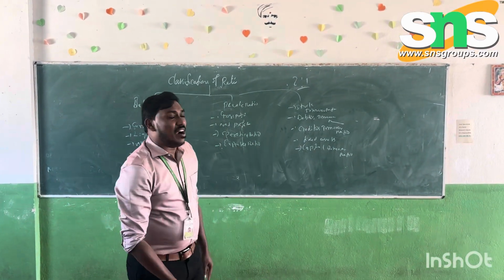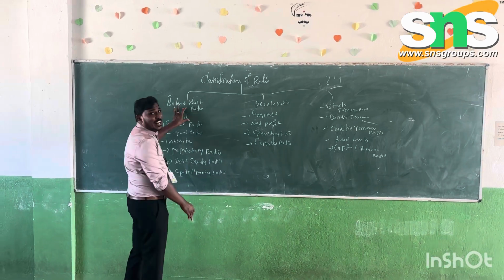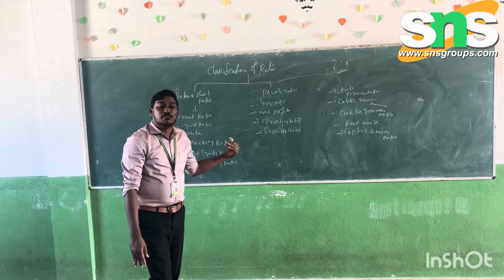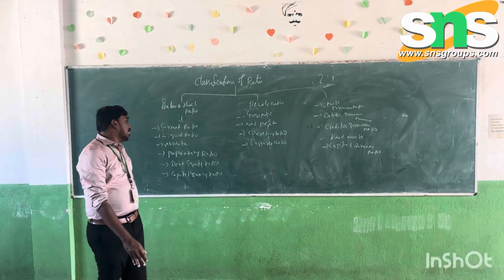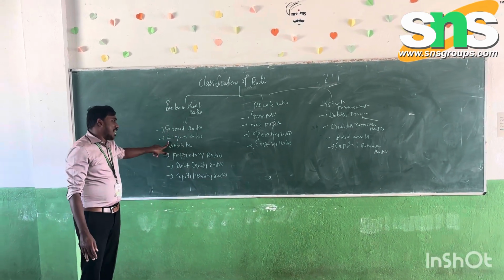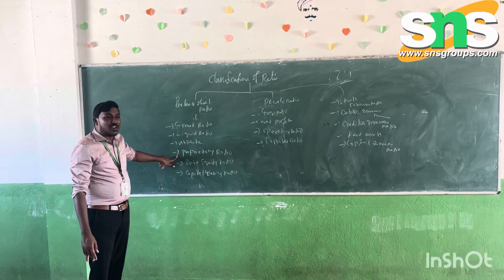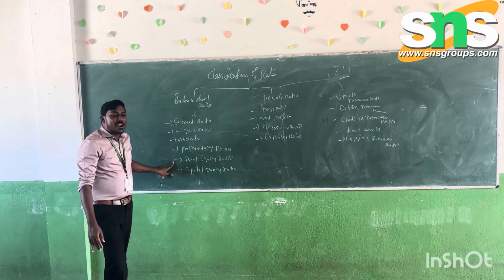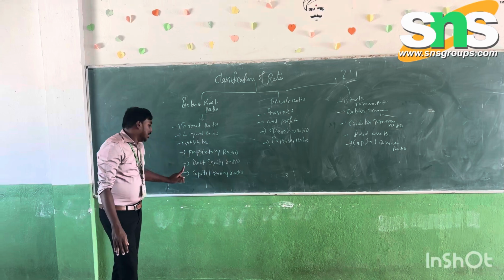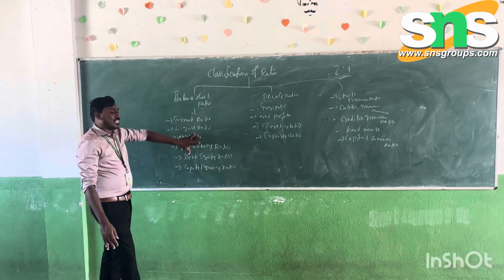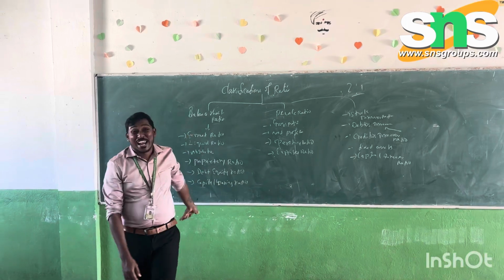Here, the first one is balance sheet ratio. We know the balance sheet. What are the things covered in the balance sheet? The first one is current ratio. The second one is liquid ratio. The third one is absolute ratio. The fourth one is proprietary ratio. The fifth one is debt equity ratio. The last one is capital gearing ratio. So these are the things mostly covered under the balance sheet ratio.